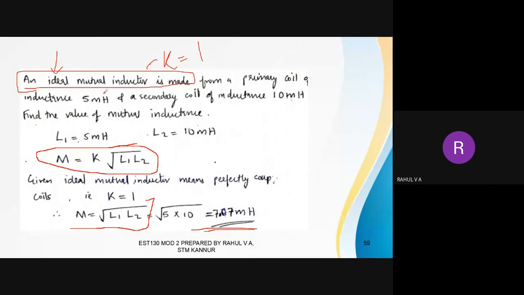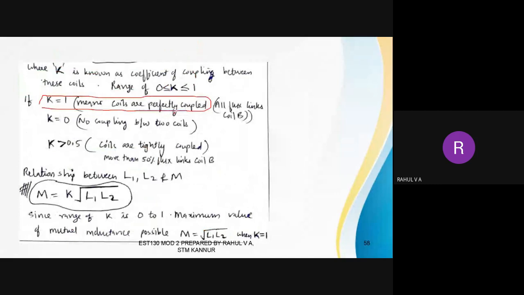Only thing is, for coefficient of coupling, they will give you something like this. Sometimes they will tell that it is perfectly coupled. That means K is equal to 1. If they are telling it is only 50% of flux, that means K is equal to 0.5. K greater than 0.5 means more than 50%. Okay, that is the meaning.